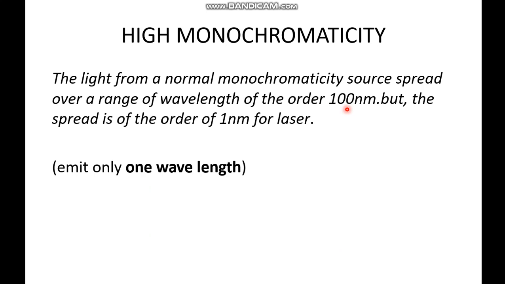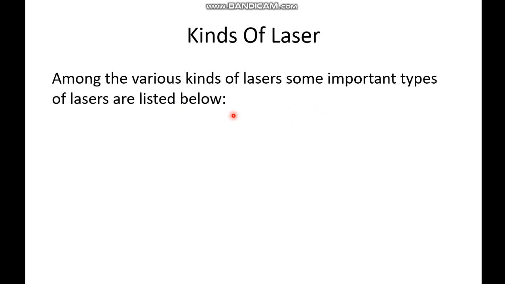High monochromaticity. The light from a normal source spreads over a range of wavelengths of over 100 nanometers, but the spread is of the order of 1 nanometer for laser. In normal light it's 100 nanometers, but in the laser it's 1 nanometer. You can see the difference. That's why it is highly monochromatic, because of the narrow wavelength spread of the laser.